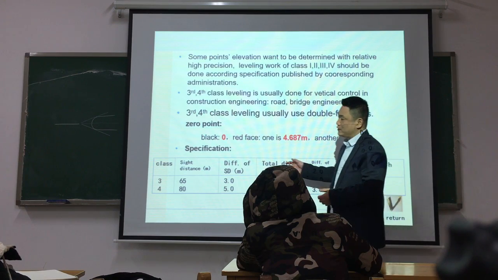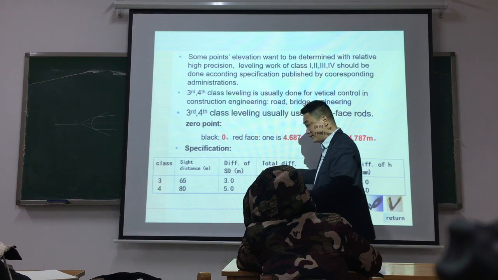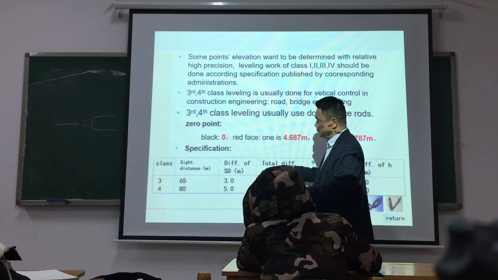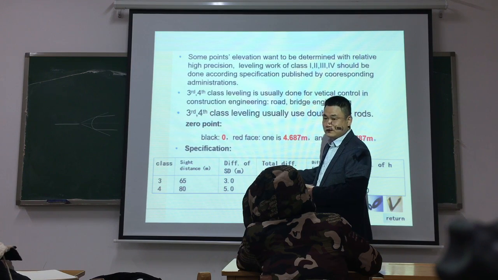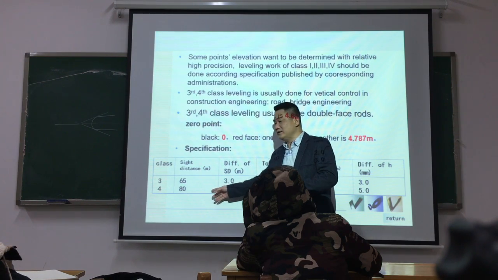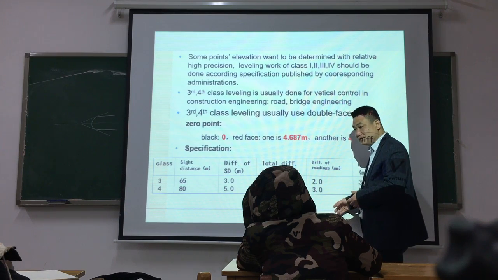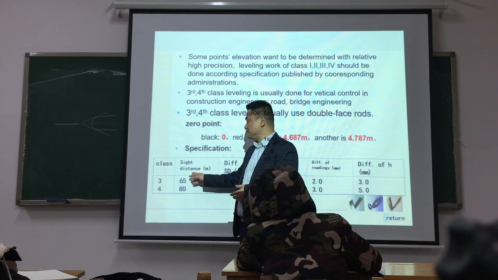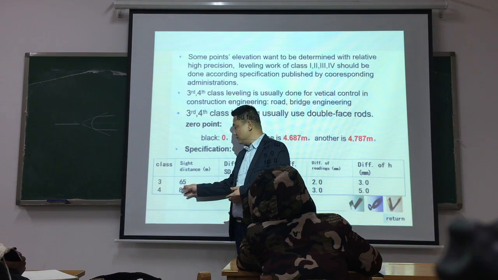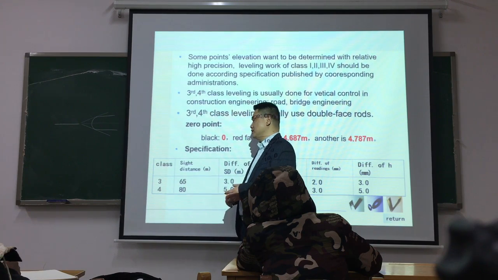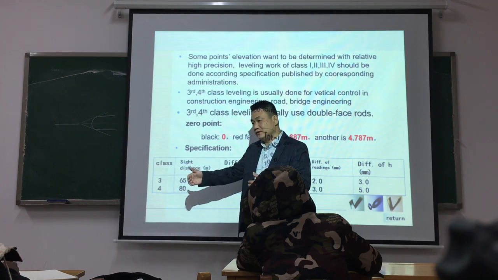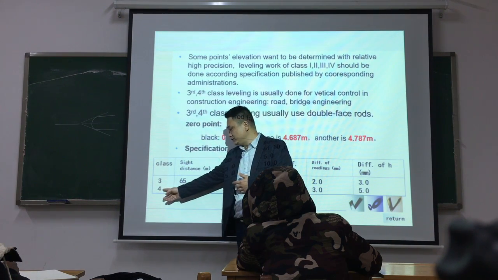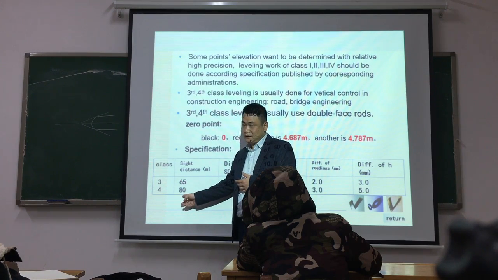According to the specification, of course, the specification is not as simple as this; maybe it is complex and has other restrictions. Here are just some main limits. For example, for the third, we say the sight distance should be less than 65. That means the distance between the instrument and the rod should be less than this number. Foresight should be less than 80 meters.